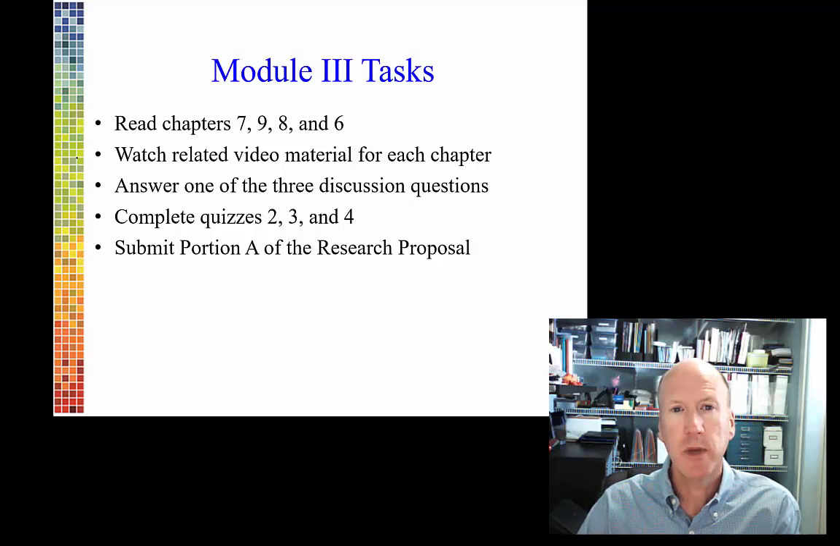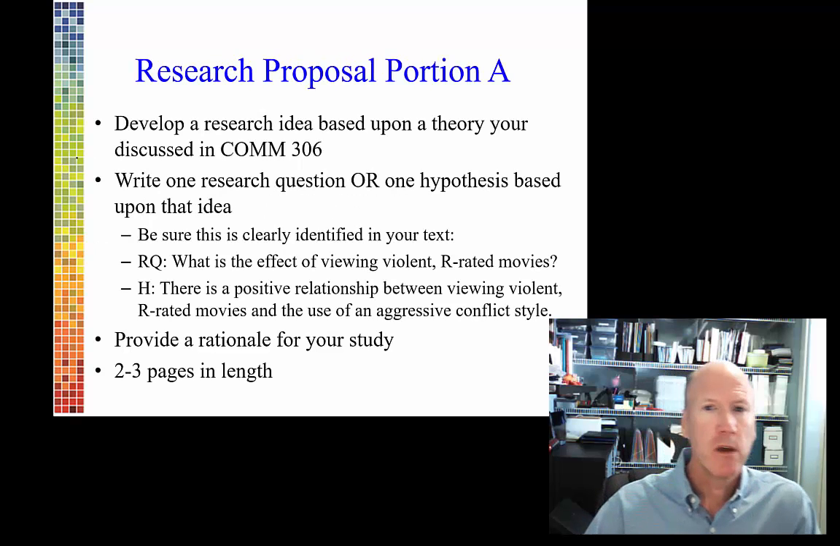And let me just say a little bit about portion A of the research proposal. So you've seen in the syllabus that you're building on this paper throughout the term. In the first portion, you're going to be developing a research idea based upon a theory that you discussed in COMM 306. So this can be any theory of your choosing. It could be social exchange theory, cultivation theory, any of the theories that were of interest to you in COMM 306.